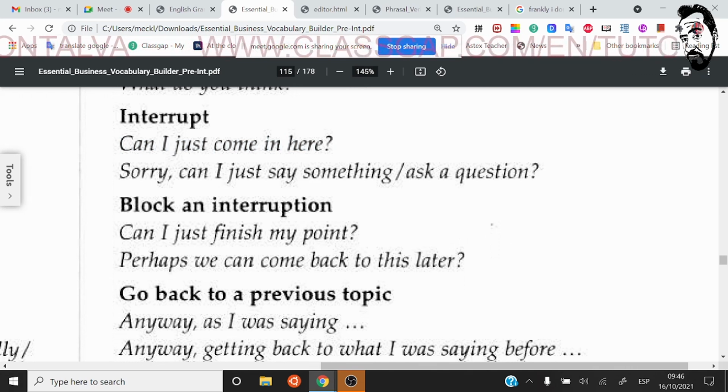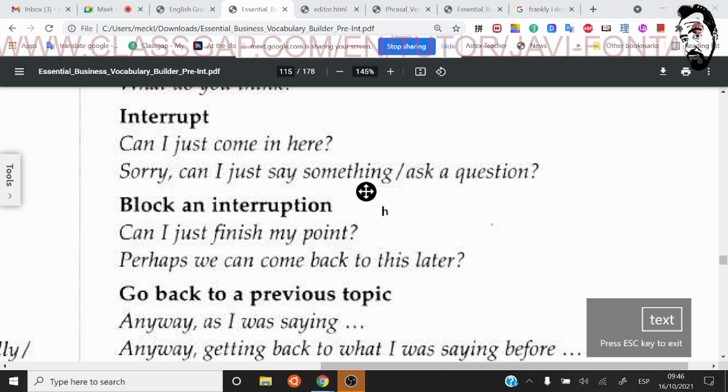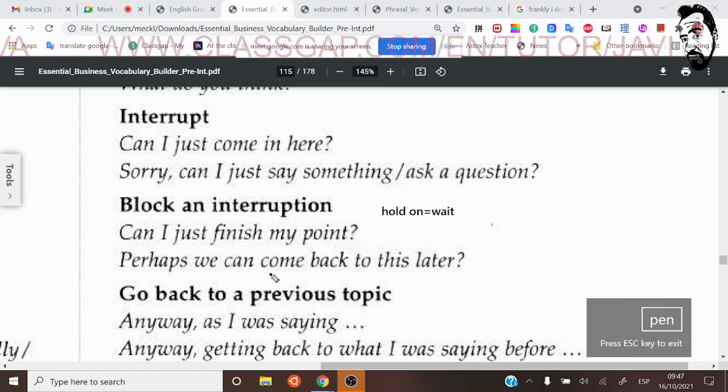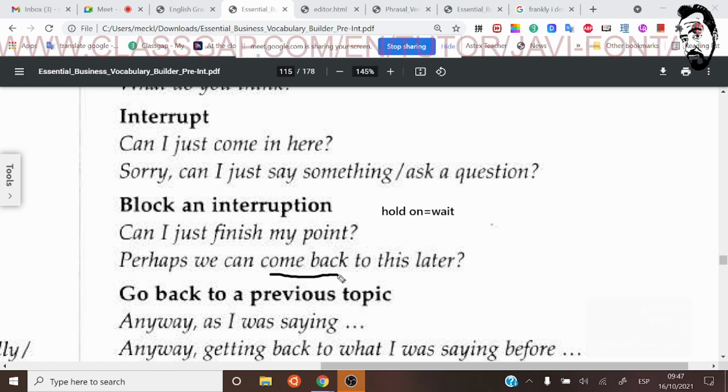Sometimes you don't want the other person to interrupt you. So you could say, hold on, wait. Yeah? Hold on. Can I just finish my point? ¿Puedo terminar mi argumento? Can I just finish my point? Perhaps we can come back to this later. Vale, esto de aquí. Vale, imagínate que la persona empieza a hablar un tema y tú quieres hablar de eso después. Tú quieres terminar algo. So, ¿podemos volver a esto después? A lo mejor. So perhaps we can come to this later.